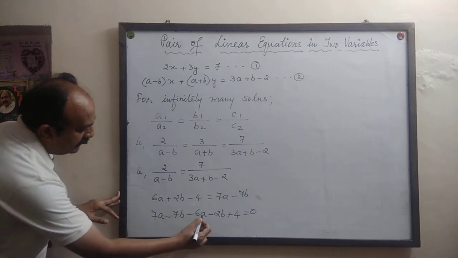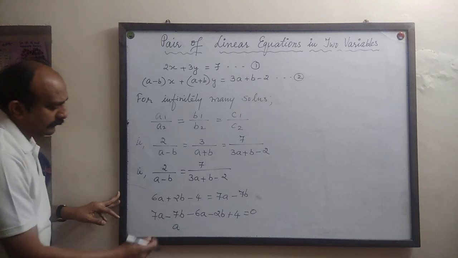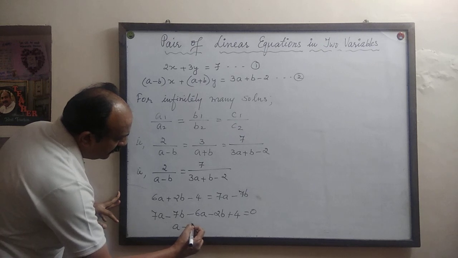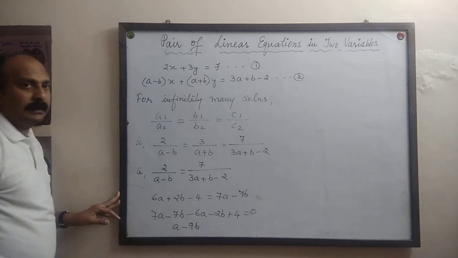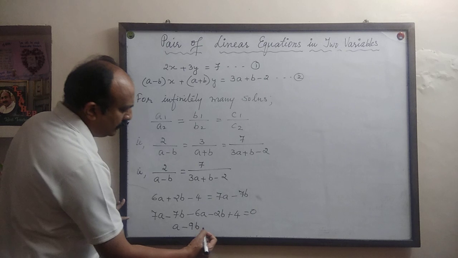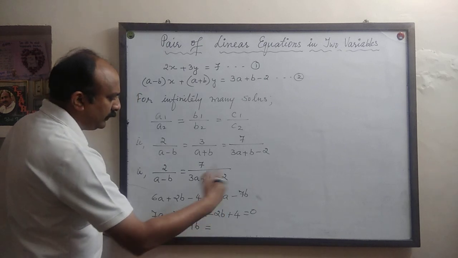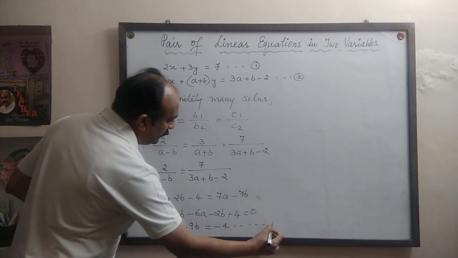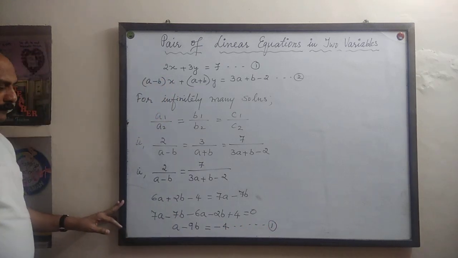That is 7A minus 6A, A. Minus 7B, minus 2B, minus 9B. Plus 4 equal to 0. Let us take this plus 4 again to that side, is equal to minus 4. This is equation number 1.